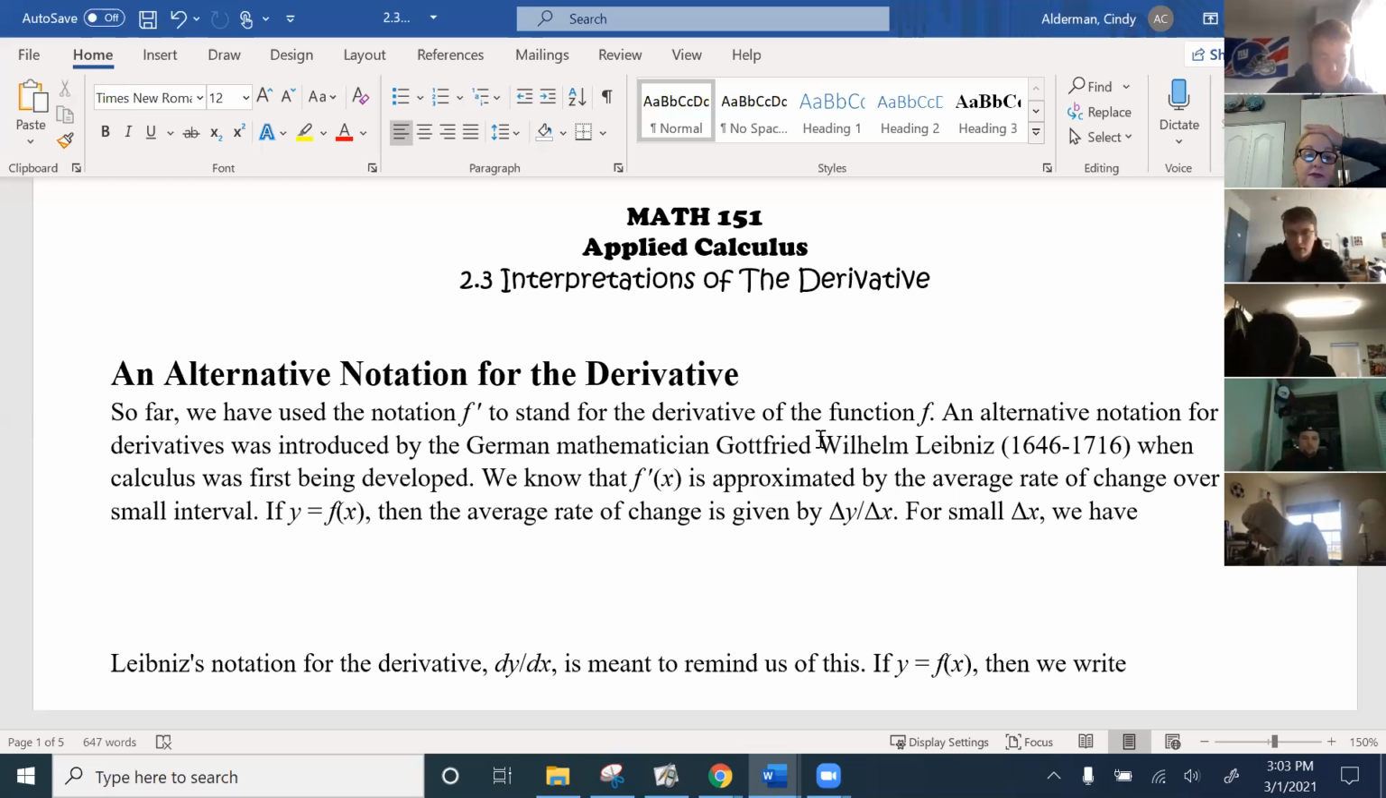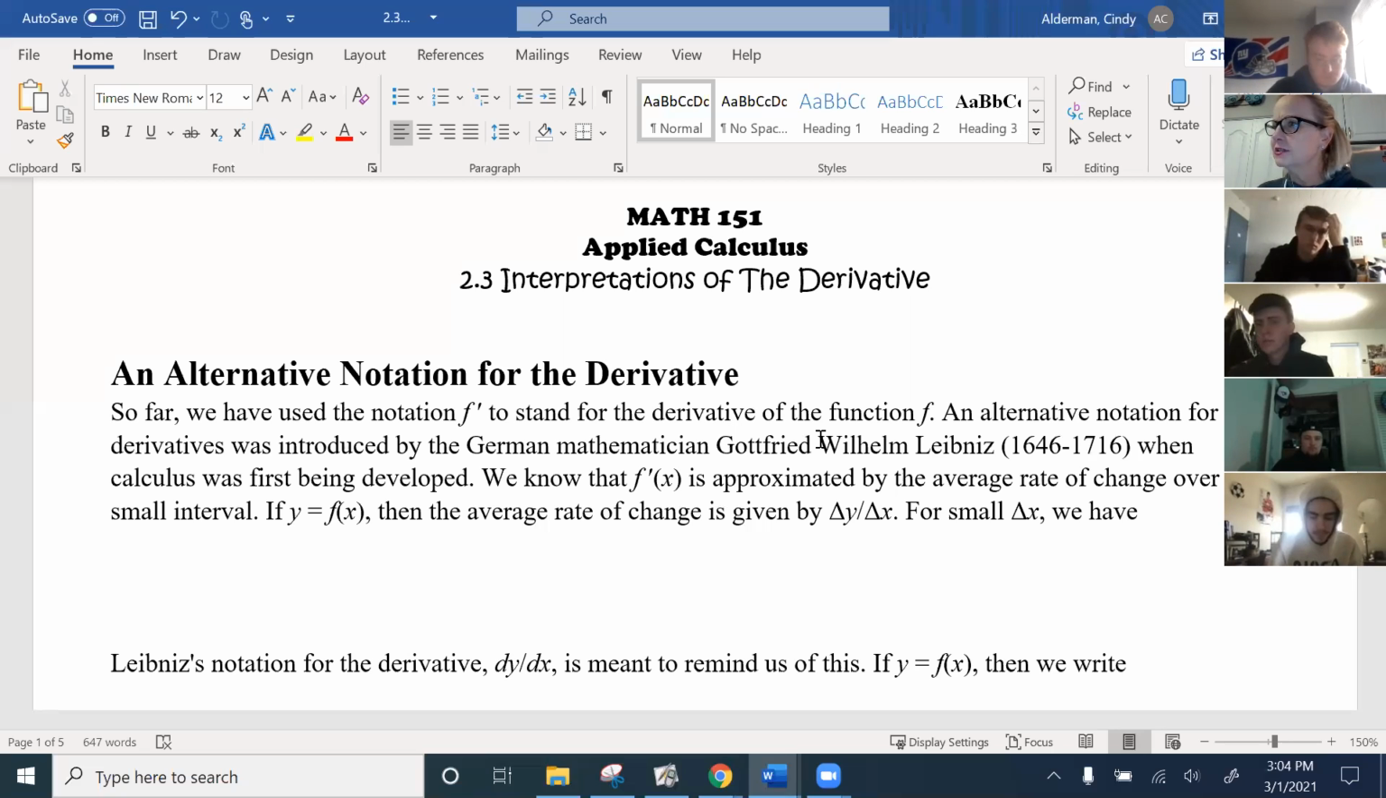Okay, so it says so far we've used the notation f with that little line, that's called prime, f prime, to stand for the derivative of a function called f. An alternative notation for derivatives was introduced by the German mathematician Gottfried Wilhelm Leibniz when calculus was first being developed. And there's some pluses and some minuses to the Leibniz notation. For this class, I honestly think it's a little bit of both.